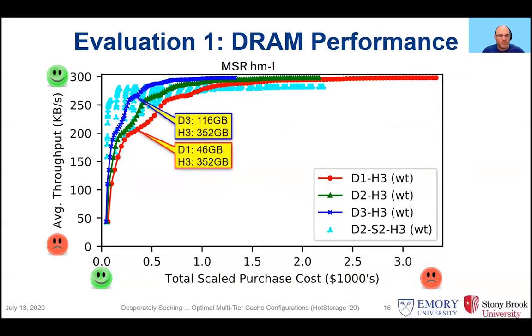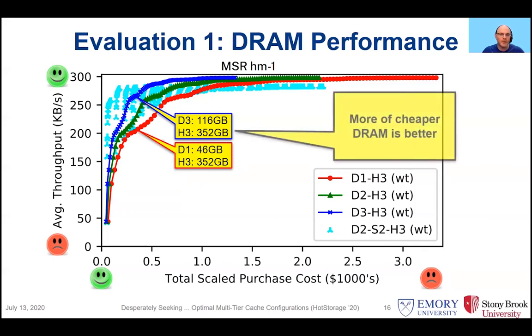So surprisingly, if we compare the blue and red series, we see that purchasing more of low-end DRAM for the same cost as the more expensive high-end DRAM yields overall better performance. For example, in the highlighted points, if we purchase 116 gigabytes of D3 instead of 46 gigabytes of D1, we gain around 65 kilobytes per second additional throughput. Therefore, we can see that sacrificing device performance for more capacity can sometimes produce better results.